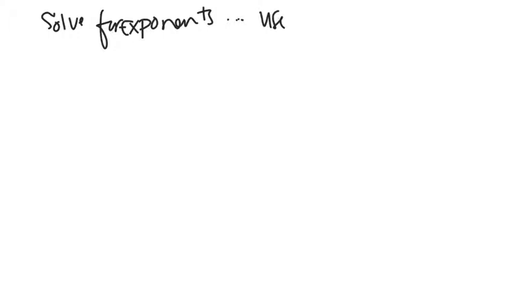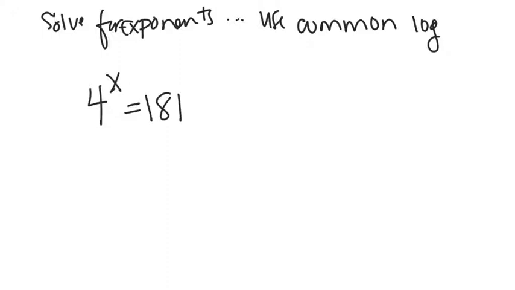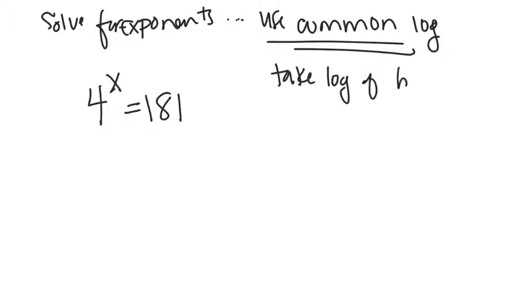The last way that we use the common log is to solve for exponents. When you're solving for an exponent, you're going to use common log, and that's because everybody's calculator can do it, no matter what kind of calculator they have, big or small. So, for example, 4 to the x equals 181. If you look on your little sheet, you're probably going to think, this isn't on here. What do I do? So I'm going to use common log to solve. I'm going to take the log of both sides.